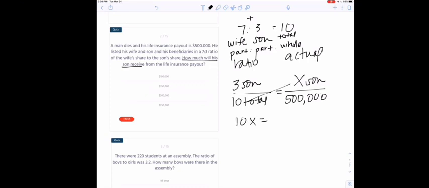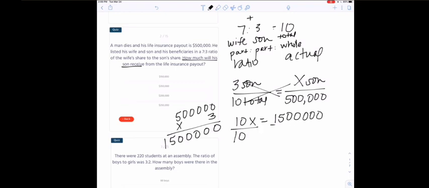Now I'm going to cross multiply. 10 times x is 10x. 3 times 500,000. 3 times 0 is 0, 3 times 5 is 15. There we go. It's 1,500,000.